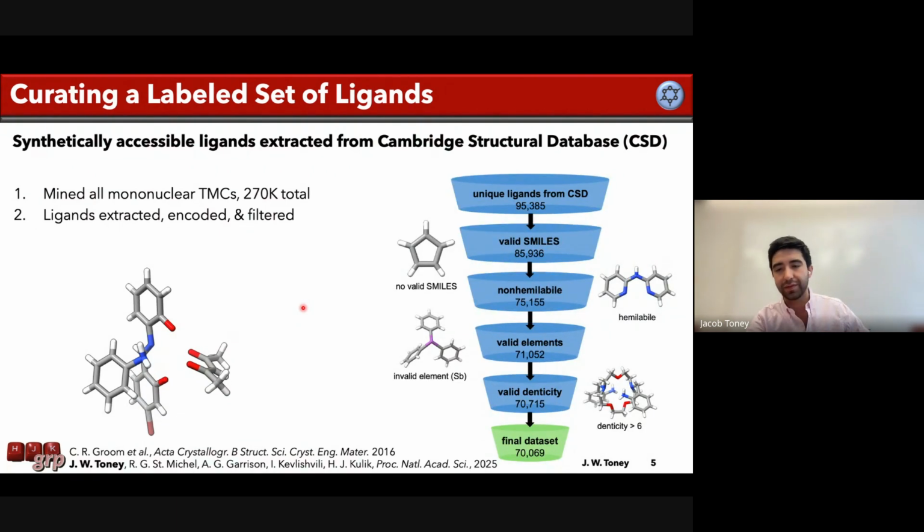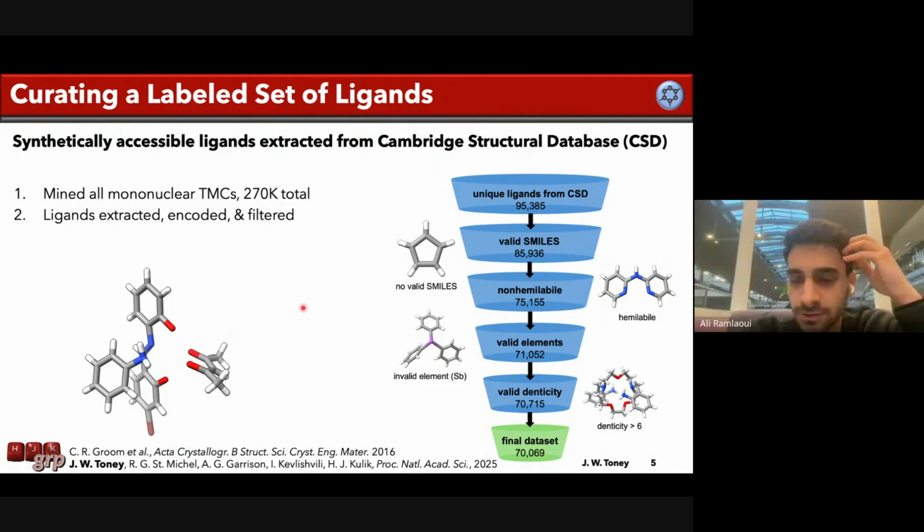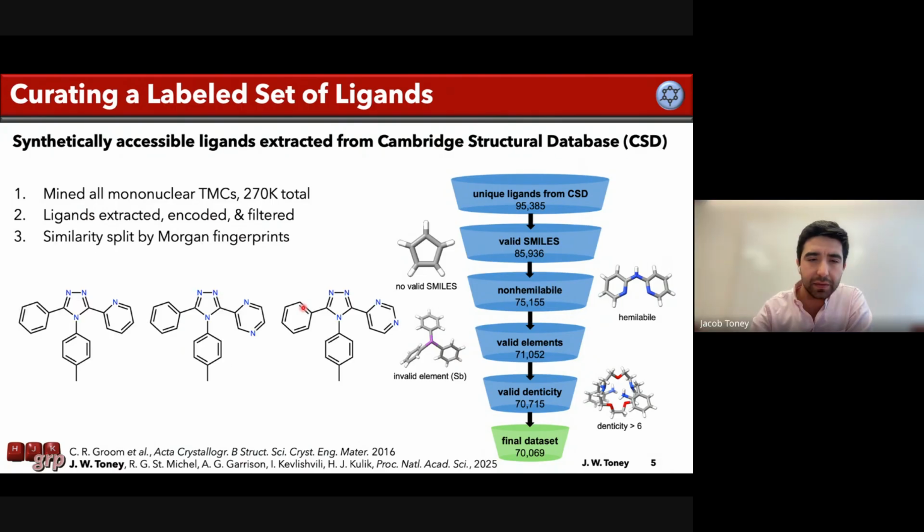Sorry, just a follow-up question as well. For the fingerprint, is it something that gives you like a similarity? I'm not familiar with the technique used. Yeah, so the Morgan fingerprint, I'm not an expert in the algorithm.